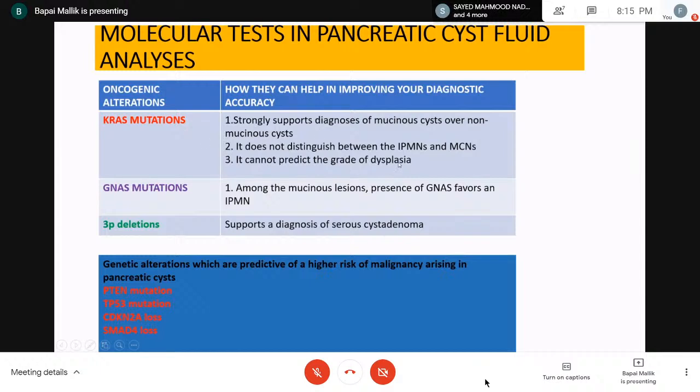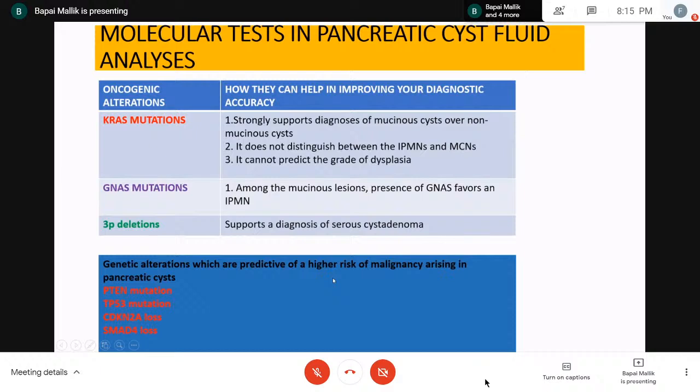So there is no specific mutation that you find on NGS where you can say this type of KRAS mutation is associated with high grade atypia or chance of high grade dysplasia or invasive cancer. No, there are none. However, one thing which might help you to differentiate between IPMN and MCN is the presence of GNAS mutations. Among the mucinous lesions, the presence of GNAS favors an IPMN. If you can show 3p deletions, some of them involving the von Hippel-Lindau gene, it supports the diagnosis of serous cystadenoma and gives you a very, very helpful clue.